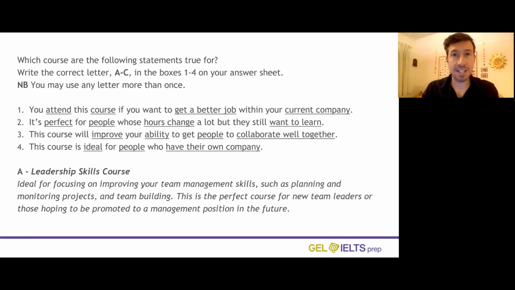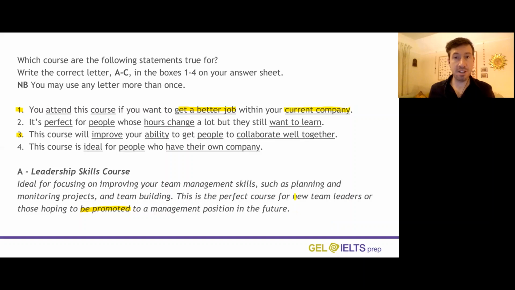Okay, so let's now go through the answers together. Well, the correct ones here are 1 and 3, and we're going to see how they are. So let's start with the first one. So it says, you attend this course if you want to get a better job is the key word. But if we look at this second sentence, it says, this is the perfect course for new team leaders or those hoping to be promoted. So be promoted, get a better job, they're synonyms. Also, it says, within your current company.